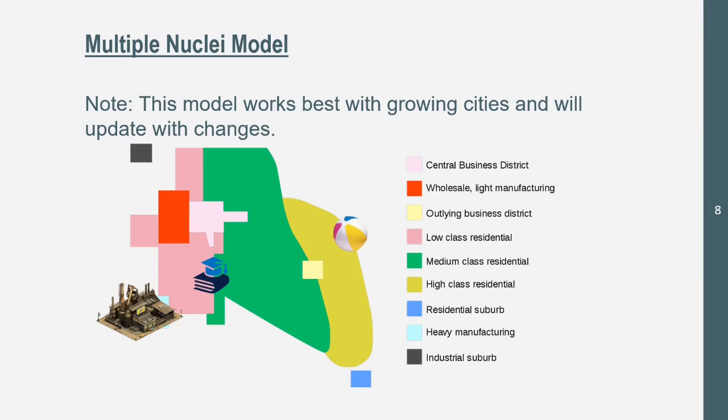So the central business district may move, it may shrink, it may expand. The wealthy may go farther away and stuff like that. There may be more heavy manufacturing. They may get closer or farther away as well.